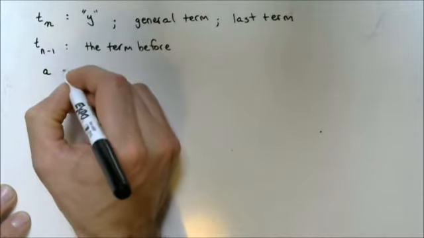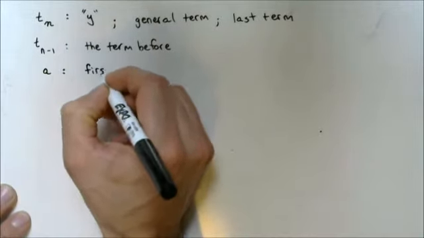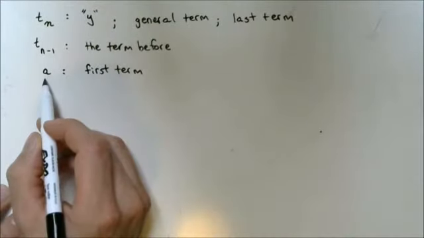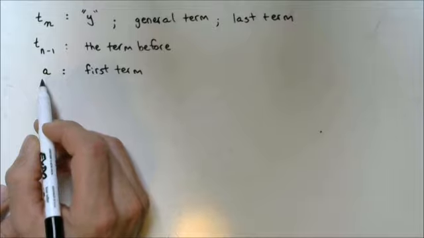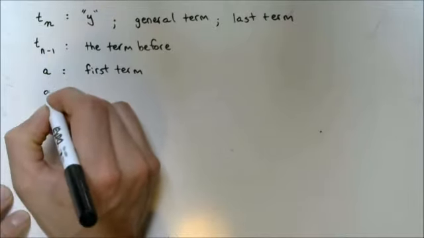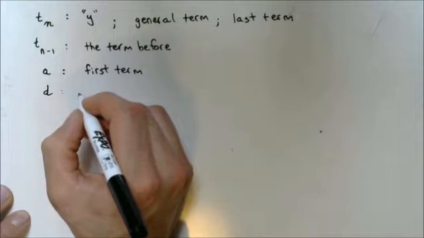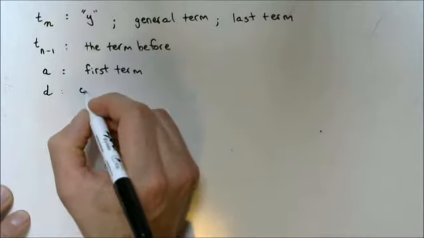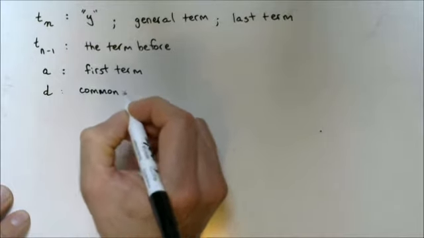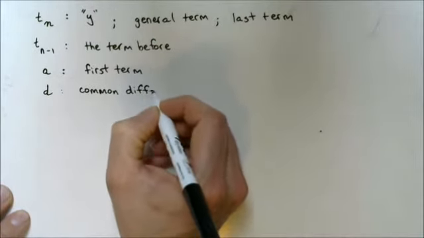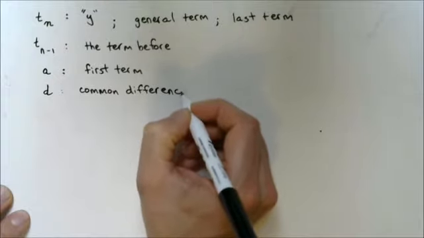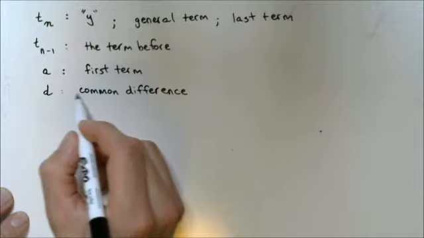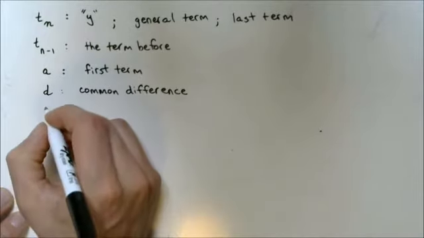Then we have a, which is always the first term. In other formulas, a is the typical symbol for the initial value. In some sequences, like arithmetic sequences, which we're tackling today, you have d, which is the common difference. So in an arithmetic sequence, you get from term to term by adding or subtracting a constant. That constant is d. It's known as the common difference.